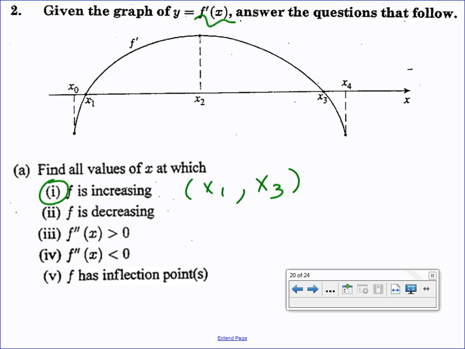So f double prime, we'll do number 3, is positive when what's true about f prime? When it's increasing. And so in this case, now we're x sub 0 to x sub 2. So these are going to be great practice, okay? These are going to be great practice, but that's all we're doing.